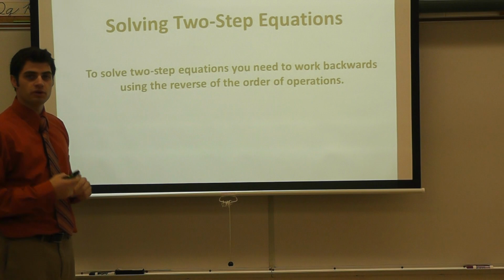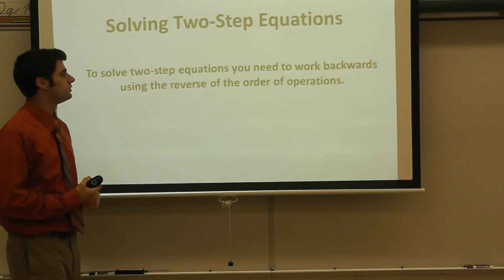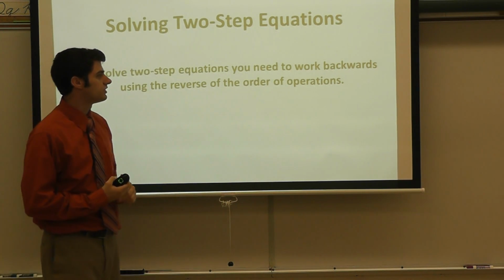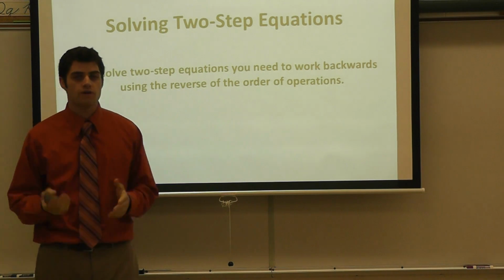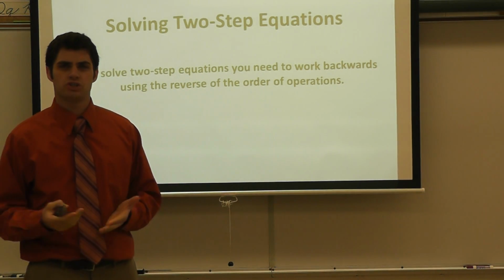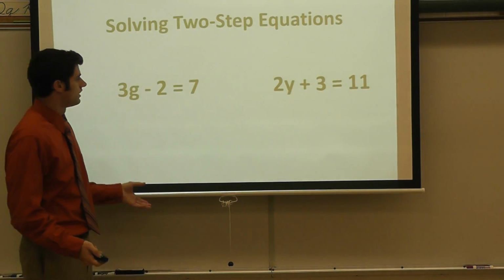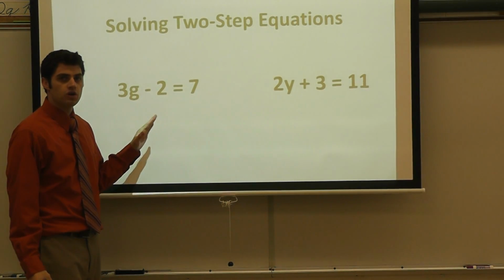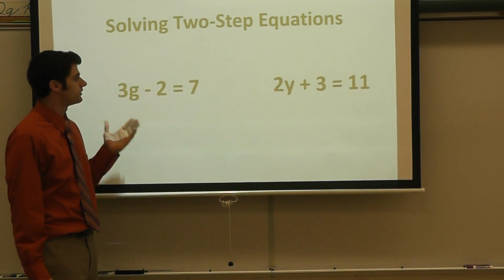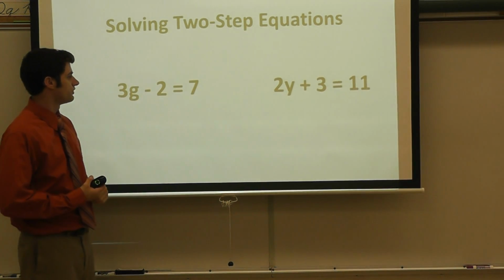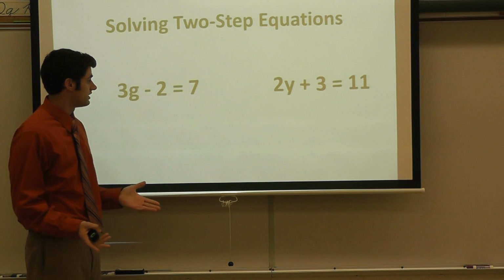When solving two-step equations, you need to work backwards using the reverse of the order of operations. So we'll show you exactly what this means. Here are two examples of algebraic equations that have two steps. In our first one, it says 3g minus 2 equals 7.